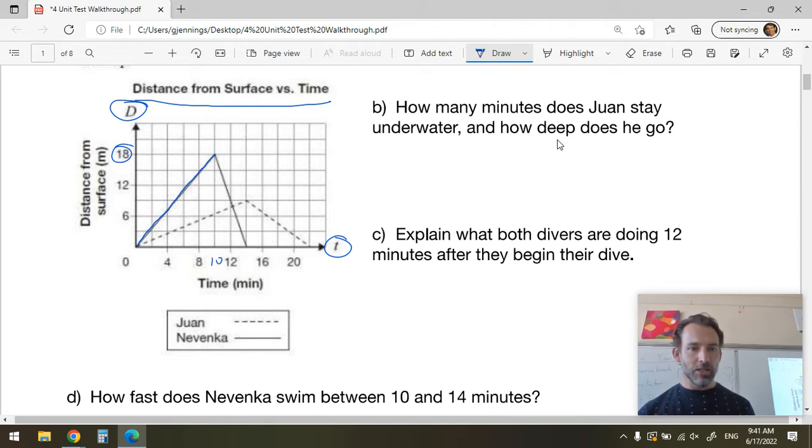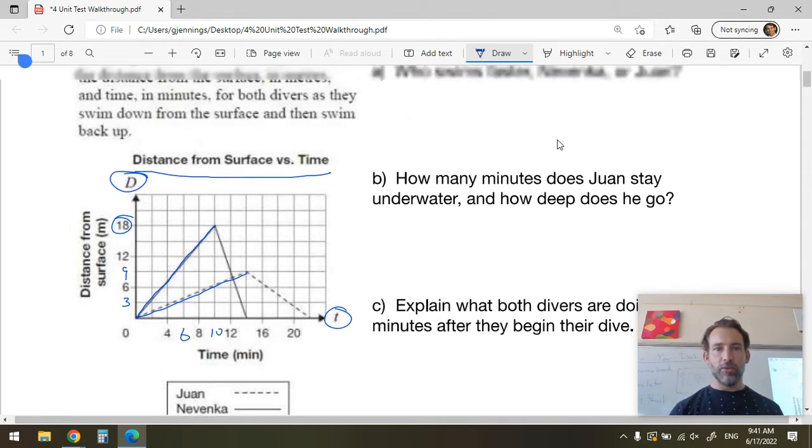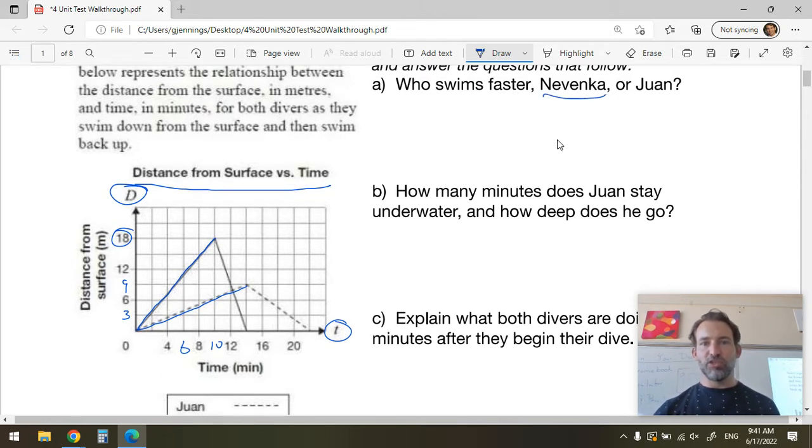I notice here also that the scale is one box is every two, because it would go 4, 6, 8, 10, 12, counting by twos. Counting this way, this one actually counts by threes. So don't be fooled here. This is not 10, this is 9. 9 is a halfway point between 6 and 12. So Nevenka goes to 18 meters of depth. Juan takes even longer to go to 9 meters of depth. So that would tell us that Nevenka swims faster. She goes further in less time.